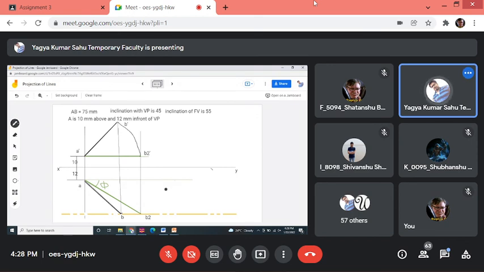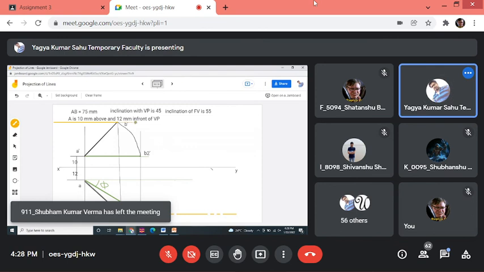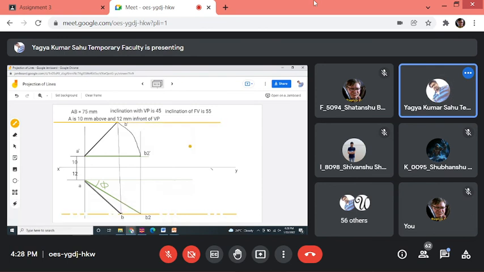Clear? Now, if I want the inclination with the horizontal plane, here the inclination with the vertical plane is given as 55. I want theta. How will we get theta? So this is the locus. Tell me, how will we get theta? See, to find theta, what do we have to do?